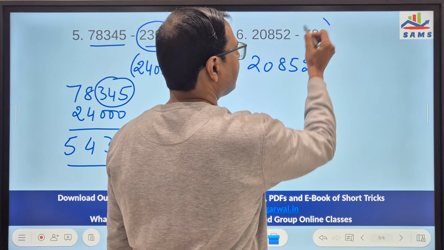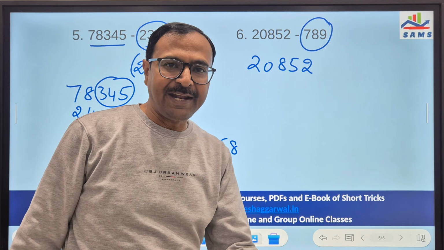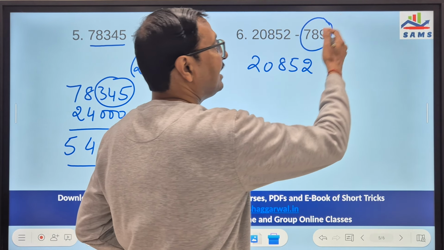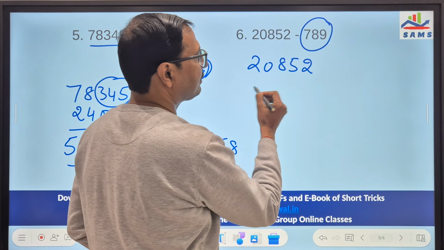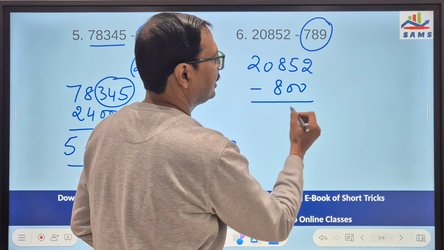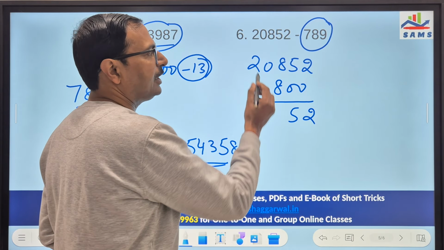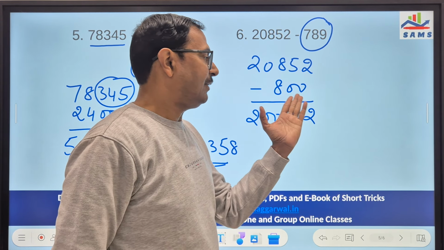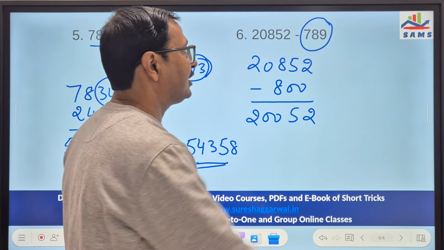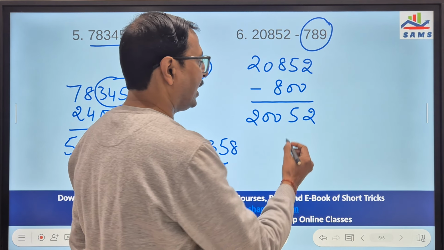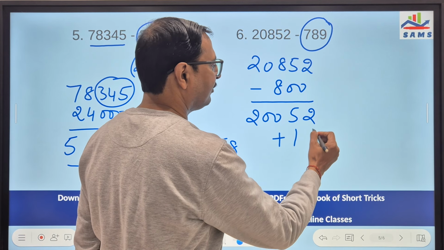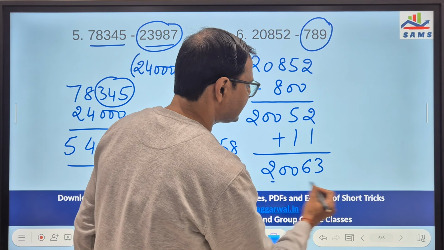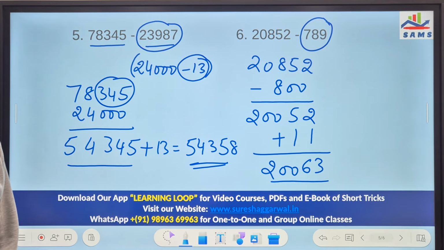20852 minus 789. Now, which number do you think in the mind when you see 789? I think 800. 800 is 11 more. So, when I subtract 800 from this number, I get 52 obviously, and 208 minus 8 is 200, right? But I was not allowed to subtract 800. I had to subtract only 789. So I have to add back the deficit of 11. That will give me 20063 as the answer for this subtraction problem.